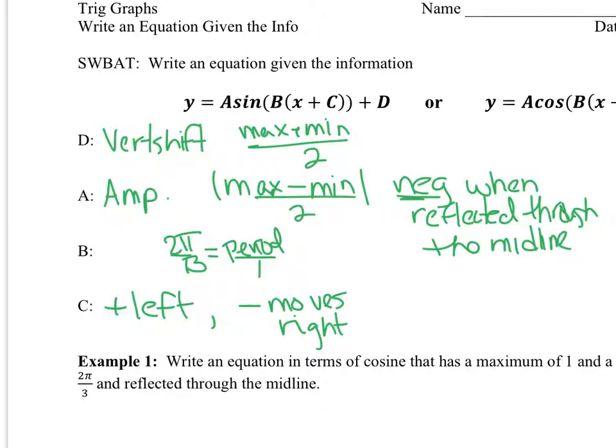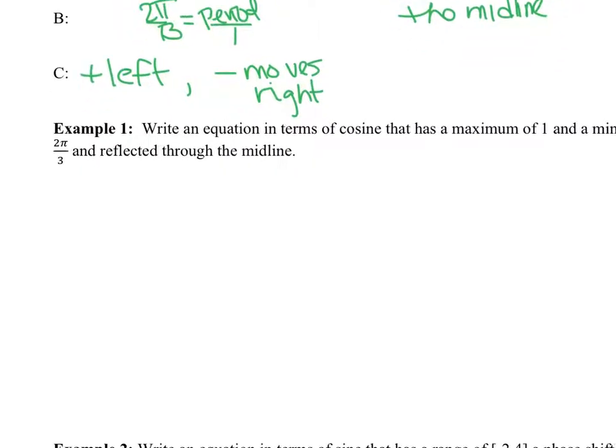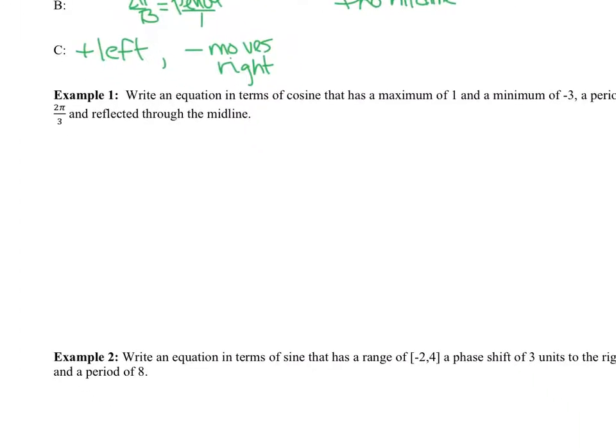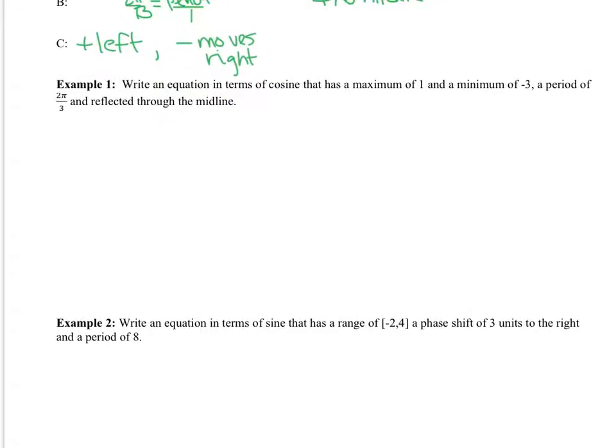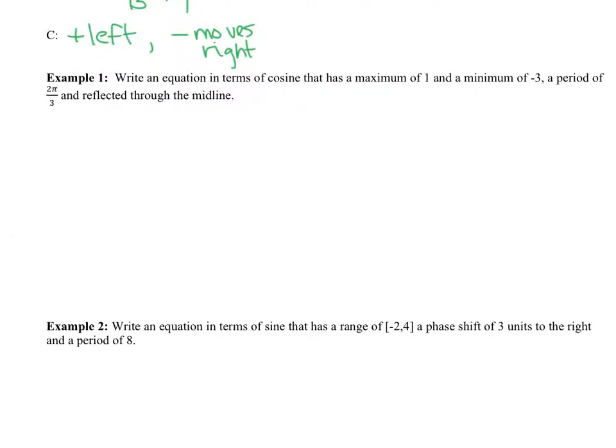Okay, so then we're just going to do a couple examples so you can see how this works. Write an equation in terms of cosine. So the equation I'm going to use is y equals a cosine b x plus c, plus d. Nice, it goes in order.